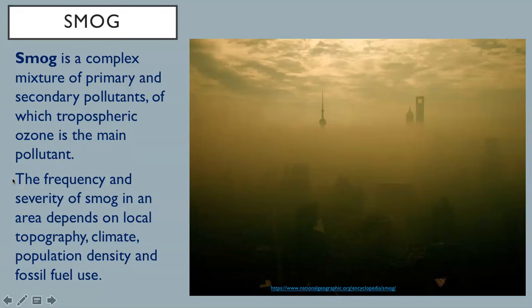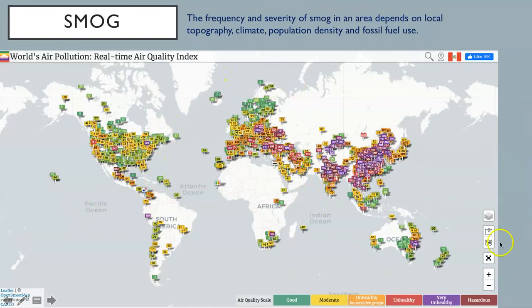The frequency and severity of smog in an area depends on local topography, climate, population density, and fossil fuel use. Here is a snapshot of air quality index values taken across the globe to give you an idea of the variations in severity of smog. You can see air quality ranging from good to very unhealthy and even hazardous. And as you can imagine, this does depend on topography, climate, and population density, and of course, fossil fuel use.